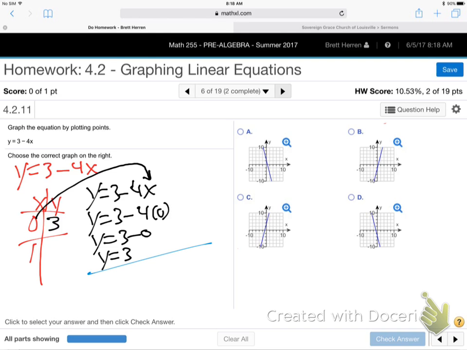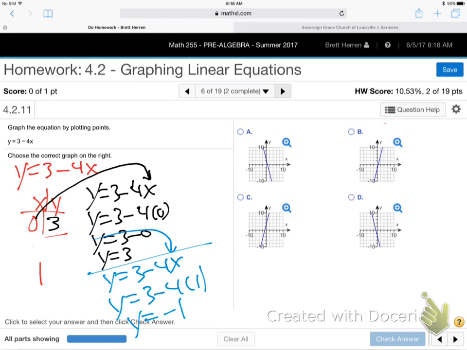Now, let's try again. So now we start again with y equals 3 minus 4x. This time we put in 1 for x. 3 minus 4 times 1. What's that? 3 minus 4, negative 1. Am I going too quick? Let me slow down there a little bit. Everybody see what's happening? And they got negative 1.